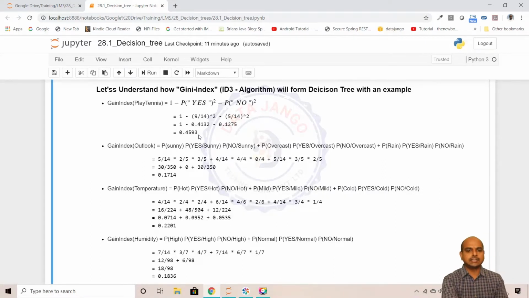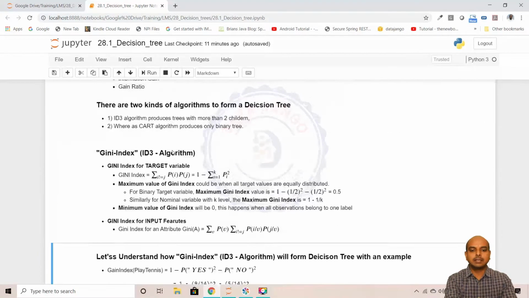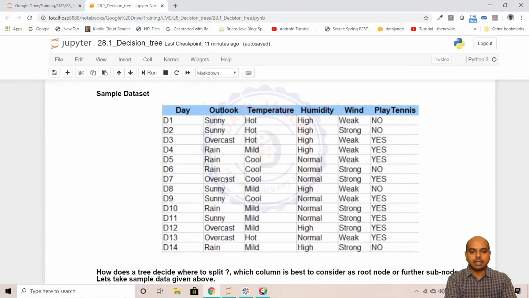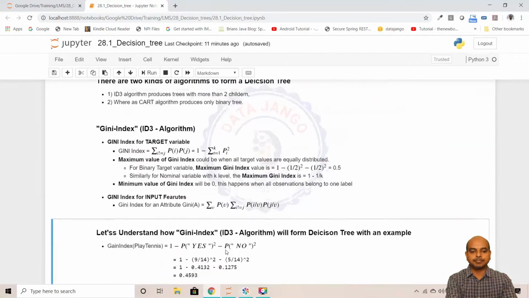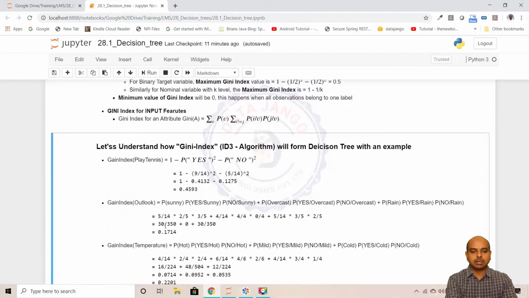The target variable Gini index is needed to calculate Gini gain. When impurity is less, gain is going to be more. I'll show that in a moment. The Gini index of outlook is probability of sunny times probability of yes given sunny and probability of no given sunny. Probability of sunny is what? Out of all the values, how many are sunny? It is 5 by 14.